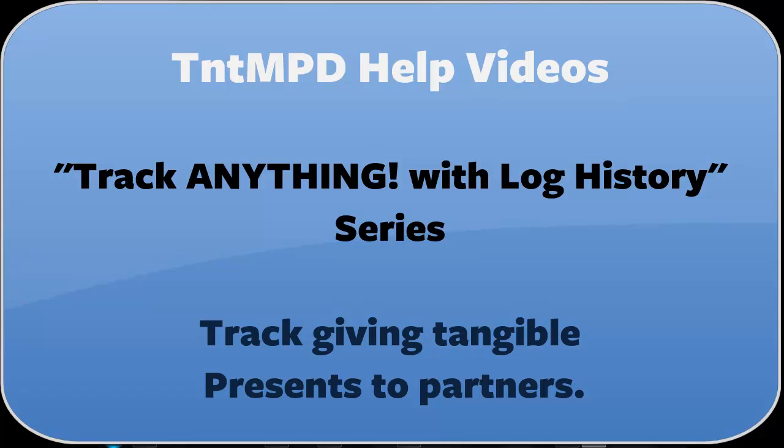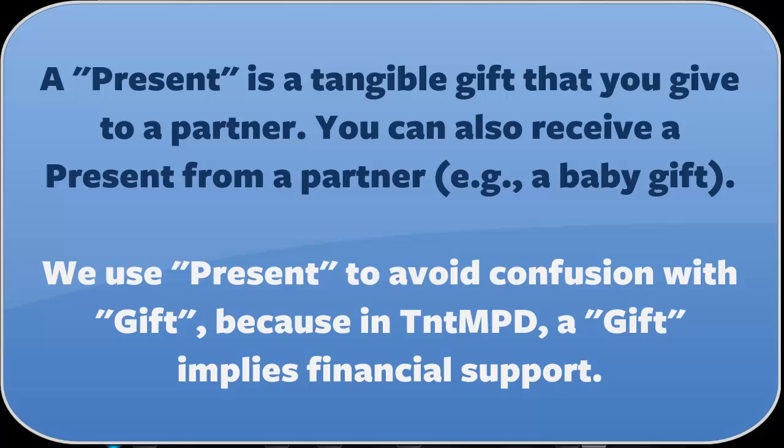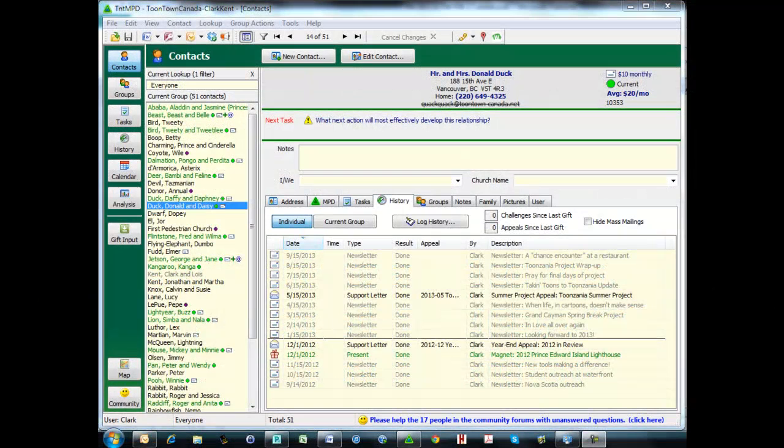This installment is about how to track gifts, or rather presents, that you send to your partners, especially when you do not send them all at the same time. Whenever we have a tangible present to give to our partners, and we give them out one at a time when we see the partners, or we send it to them but not as a big group, it is very helpful to know whom we have given this gift to so that we do not inadvertently give it twice, or conversely, to make sure that someone I'm about to see has not already received it. The log history tool in TNT MPD makes it easy to do this.